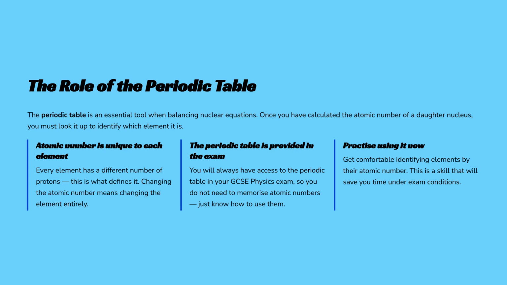The periodic table is an essential tool for balancing nuclear equations. When you calculate the atomic number of a daughter nucleus, you use the table to identify the specific element.